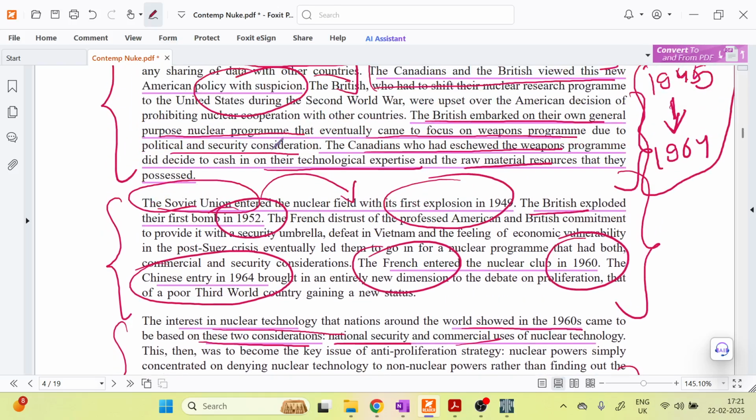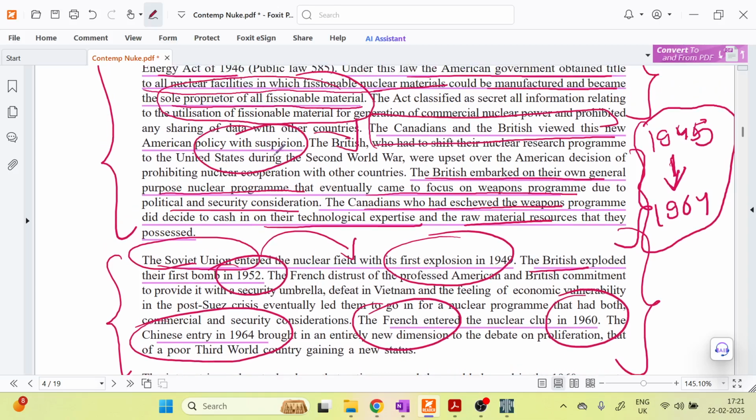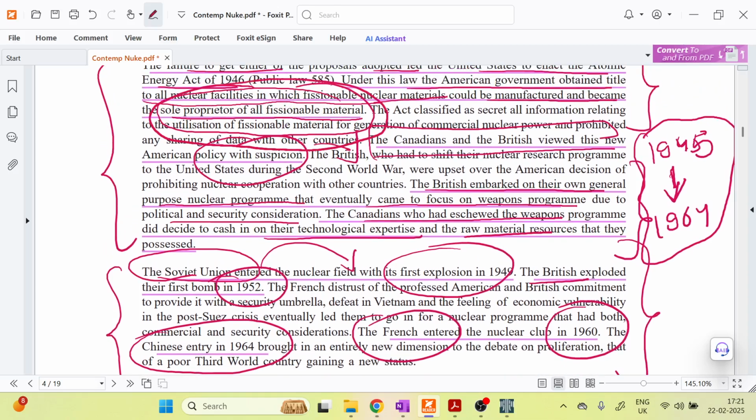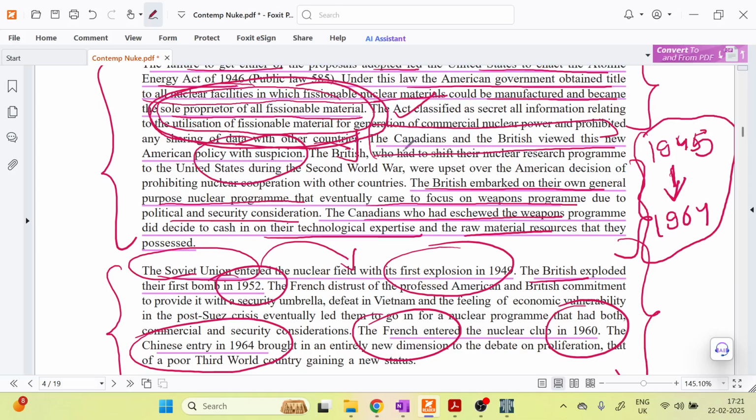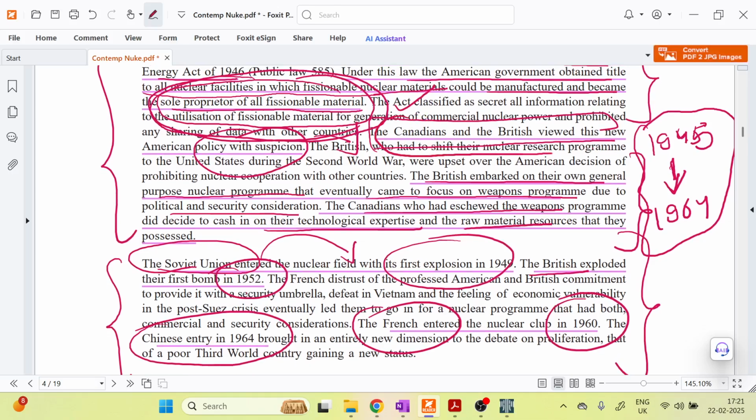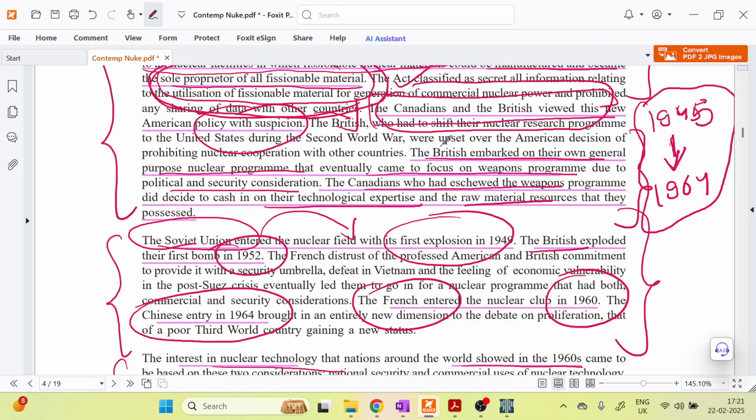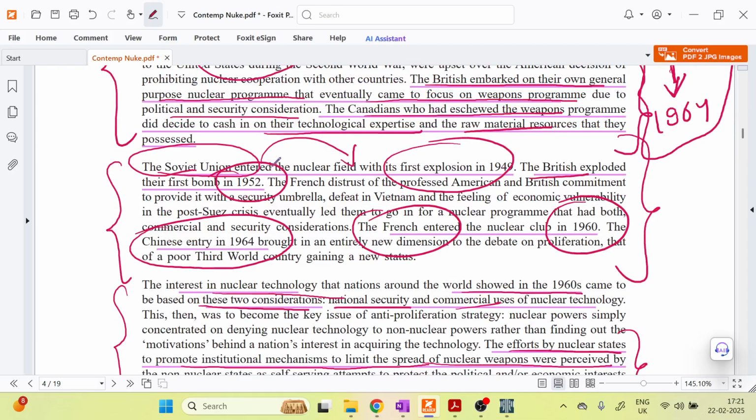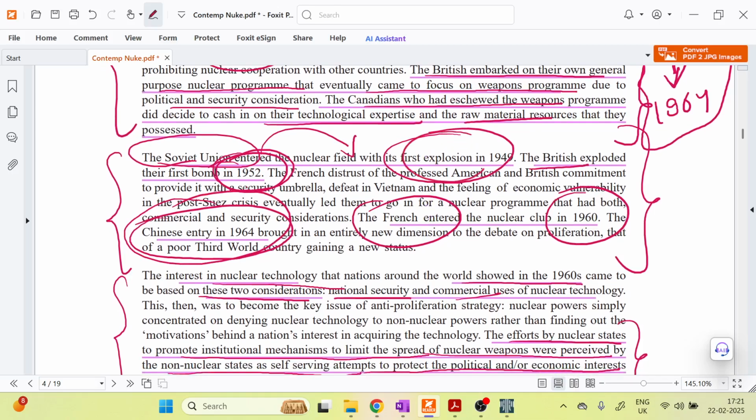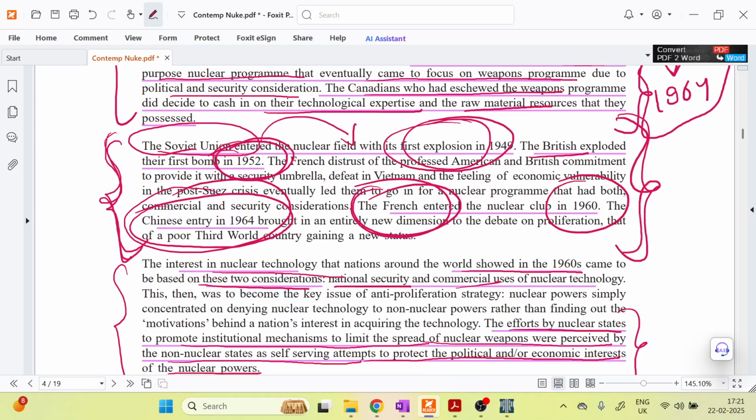First, the US tried to keep the nuclear policy, the nuclear facilities, the critical technology to itself. So this attempt was seen by the Canadians and the British with suspicion, and they embarked on their own nuclear program and made their presence felt in this nuclear field. And gradually, one by one, the Soviets, the British, the Canadians, the French, the Chinese, all of them developed their own nuclear weapons without the aid of the US.